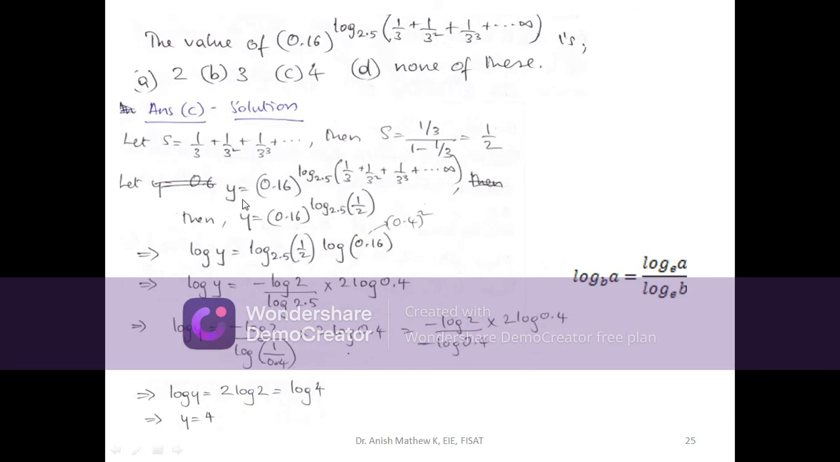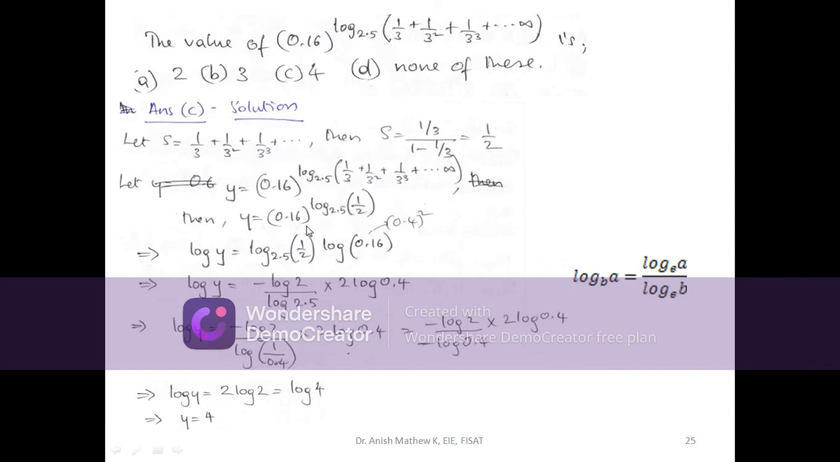So 1/3 + 1/3² + 1/3³ + etc. up to infinity is equal to 1/2. Let y be the answer of the expression 0.16 raised to logarithm to the base 2.5 of (1/3 + 1/3² + 1/3³ + etc.) up to infinity. What was this term? This was equal to 1/2. So y equals 0.16 raised to logarithm to the base 2.5 of 1/2.